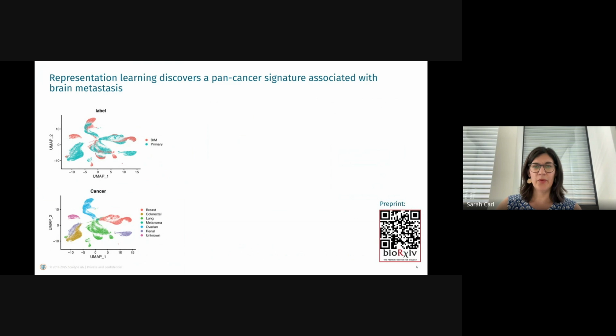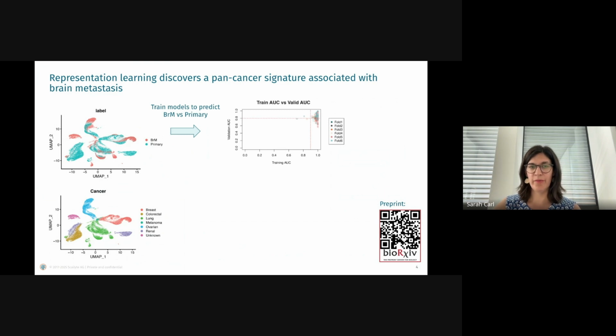Here's an example of how we can apply this method to a network trained on single-cell data. In this analysis, we collected publicly available data from multiple cancer types, comprising both primary tumor samples and brain metastasis samples that originated in those primary cancer types. We trained a series of models to predict whether samples were from a primary tumor or a metastatic site using a 6-fold cross-validation setup. And you can see here that overall they performed quite well.